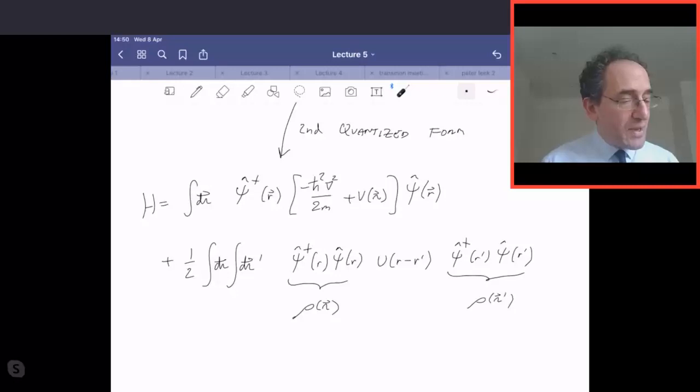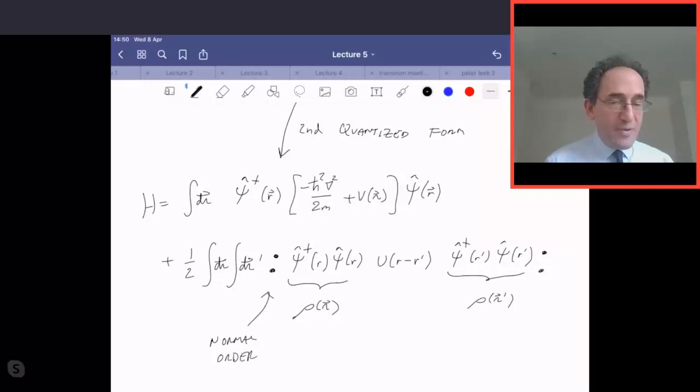Now, this Hamiltonian, the way it's written, is not quite right. To make it right, we have to put colons around everything, and the colons are normal ordering operators. Normal ordering means that you should shift all of the psi daggers all the way to the left and the psi's all the way to the right. Now, why do we need that? It's actually easy to convince yourself that normal ordering has to be there. Why? Well, let's imagine that you have a system which has only a single boson in it, just one boson in the entire system.